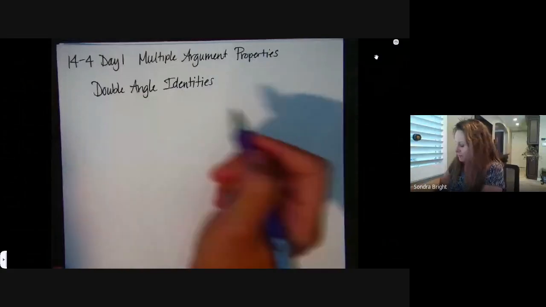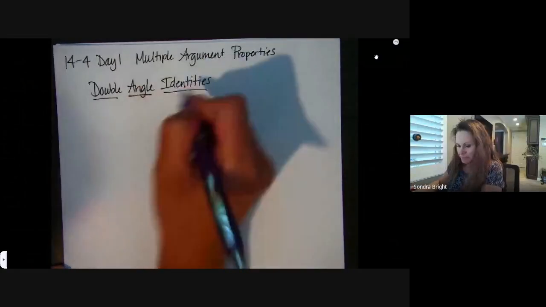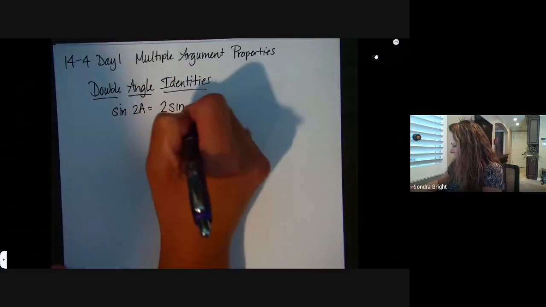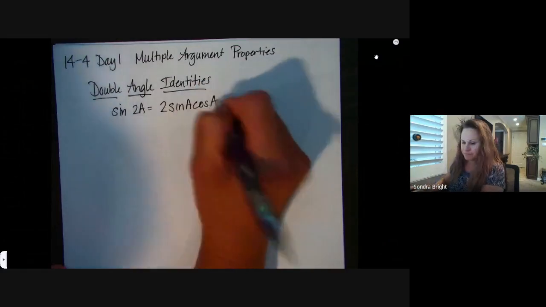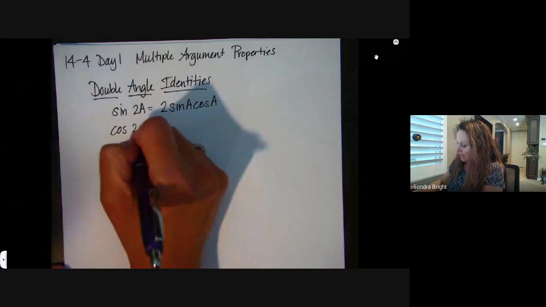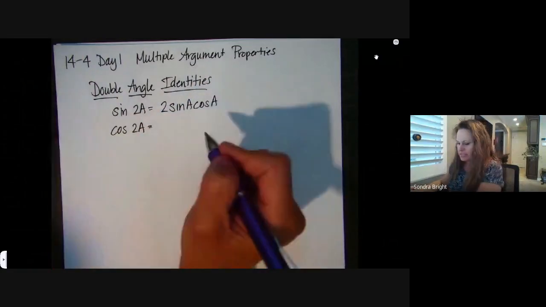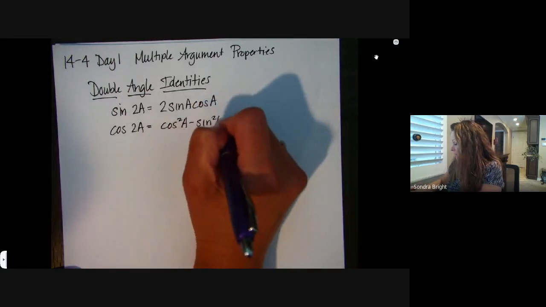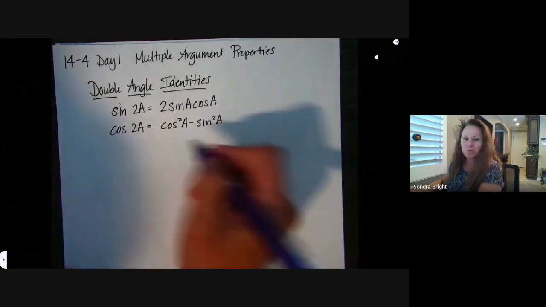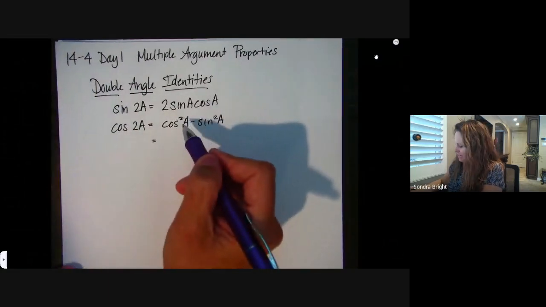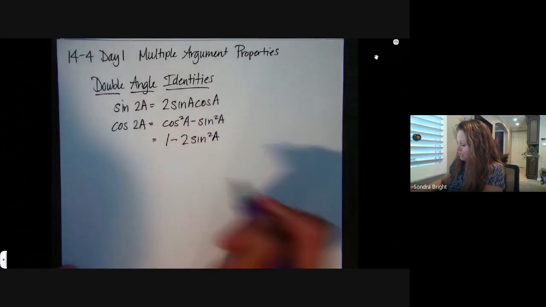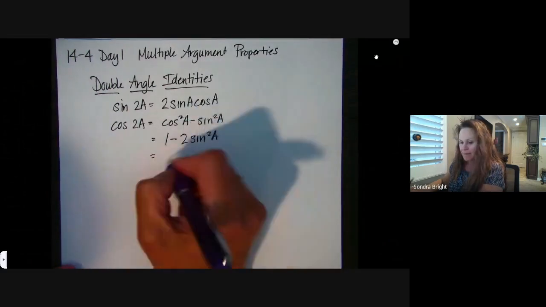All right. So what are they? Well, sine of 2 times an angle will equal 2 times sine of A times cosine of A. Cosine of the double angle, 2 times A, there are actually 3 formulas that you can use. It's cosine squared minus sine squared, or if we replace cosine squared with 1 minus sine squared using the Pythagorean identity, it's 1 minus 2 sine squared.